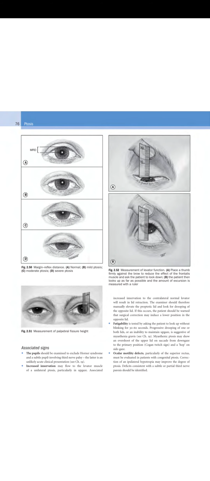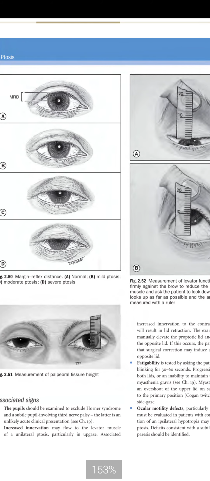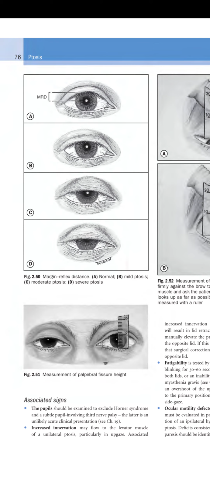So next are the associated signs of the ptosis, which may help lead us to the diagnosis of the ptosis. Number one is the pupils. The pupils should be examined in order to exclude Horner syndrome and a subtle pupil-involving third nerve palsy. The latter is an unlikely acute clinical presentation.